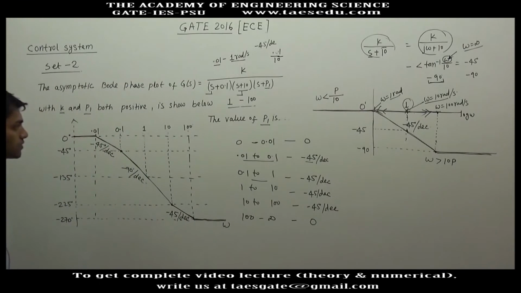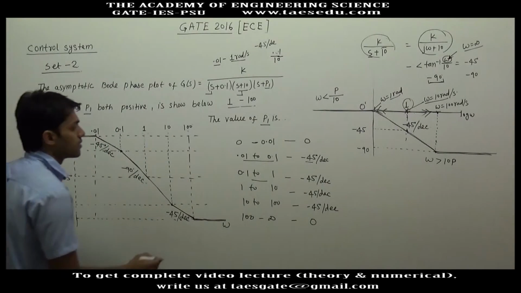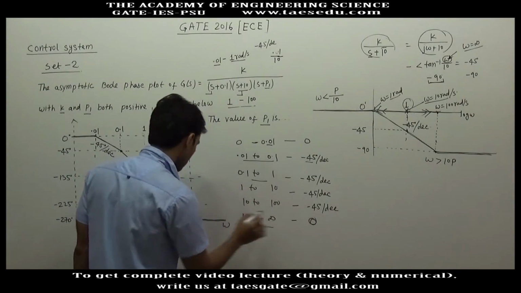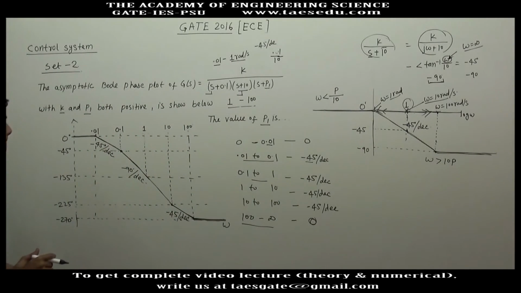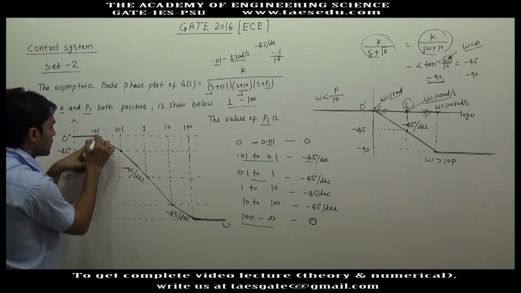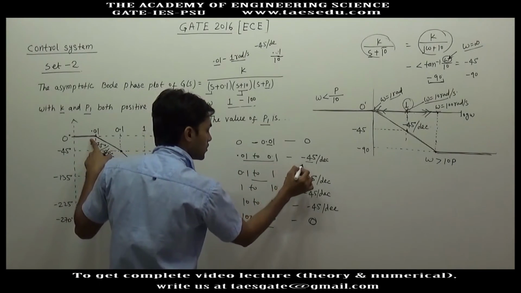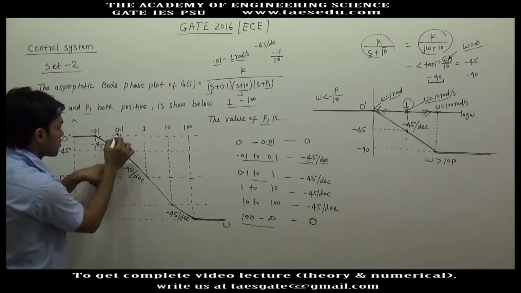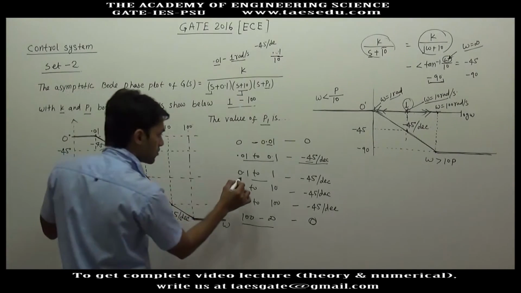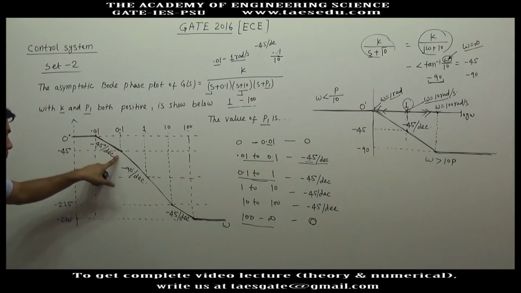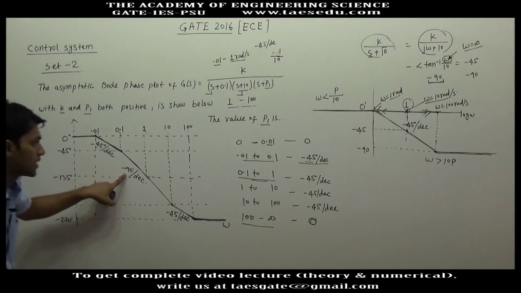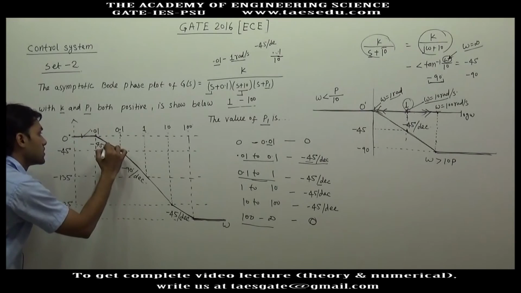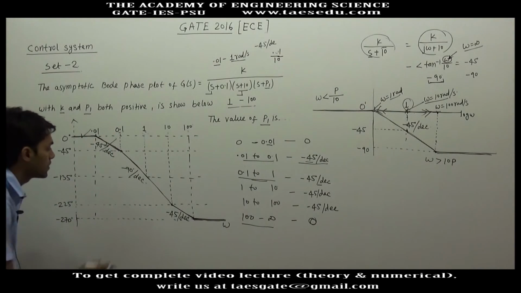Now where are the mismatches? Before 0.01 you have 0 slope, there is no mismatch. After 100 you have 0 slope, there is no mismatch. Between 0.01 to 0.1 you have a slope of minus 45 degree per decade. This is good, no mismatch. After 0.1 to 1 you have a slope of minus 90 degree per decade, and here you have a slope of minus 45 degree per decade. This part was okay, this part was okay, this part is not okay.